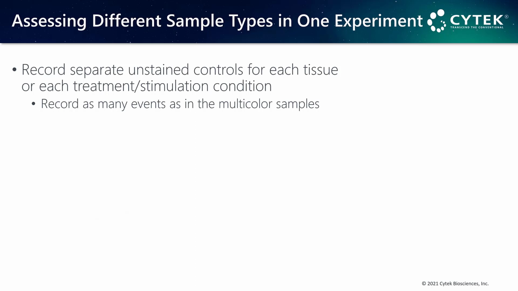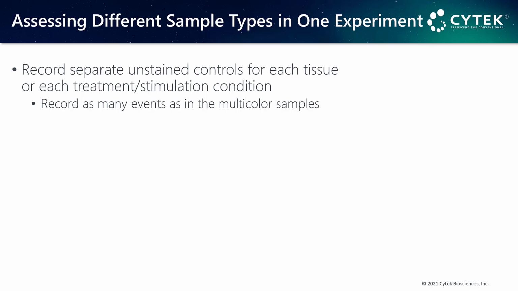Before we get into the nitty-gritty, remember this assay also looks at lymph node samples. While the autofluorescent signatures of lymph node and spleen are very similar, they are not identical. Therefore, it is important that we record separate unstained controls for each tissue or treatment or stimulation condition in our experiment. And of course, be sure to record as many cells as we can. I like to record as many unstained cells as I record in my multicolor sample.